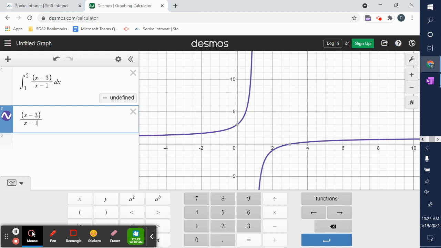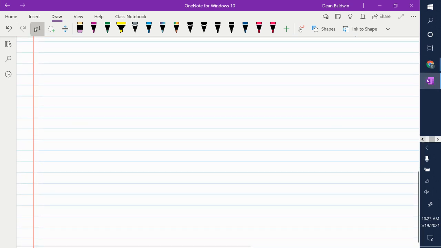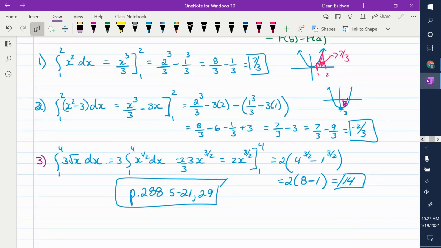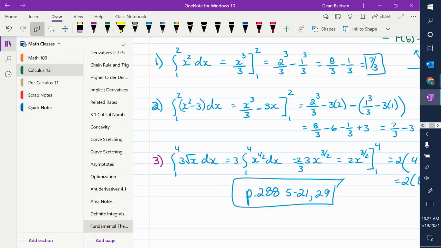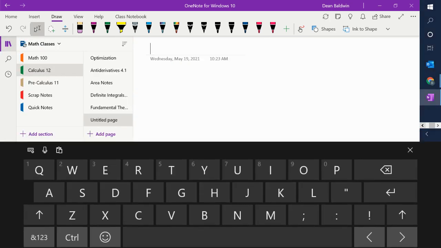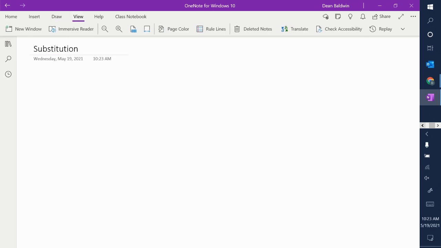All right. Now we're going to do integration by substitution. So we'll do indefinite first, and then we'll do definite. Okay. Substitution.